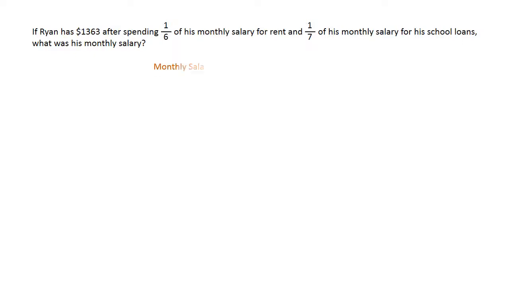So just visually you could write down monthly salary minus the rent minus the loans equals $1,363. Just to kind of get an idea, we're starting to try to get into equation format. We want to know what the original salary is, so if we let that be x, everything else kind of falls into place. So to write the rational equation, let's let that salary be x, and then the rent would be 1/6 multiplied by x, because 1/6 of means multiply, and the school loans would also be 1/7. So he spent 1/6 of the original on the rent, 1/7 of the original on the loans.